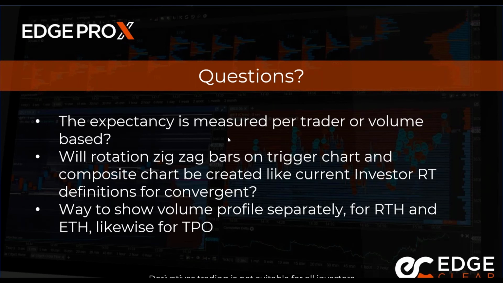Okay, EdgeWatch. Cool. And then the other thing somebody asked was, will rotation zigzag bars on trigger chart and composite charts be created like in Investor RT? Definitions like in Convergent, or for Convergent, I meant to say. So we added a zigzag oscillator here that gives somewhat of the same kind of thing where you can see how these rotations oscillate. I have not messed with this enough to know how it's performing.